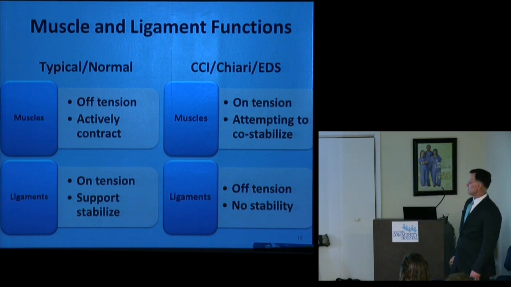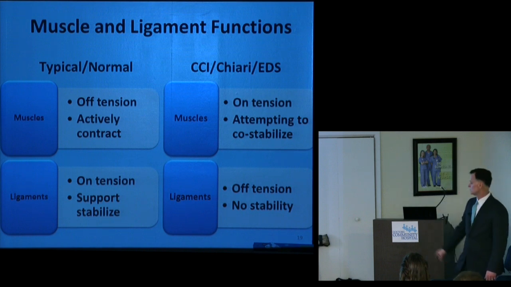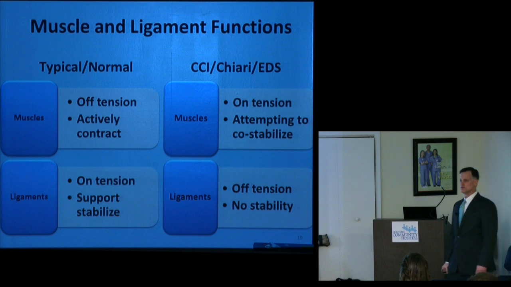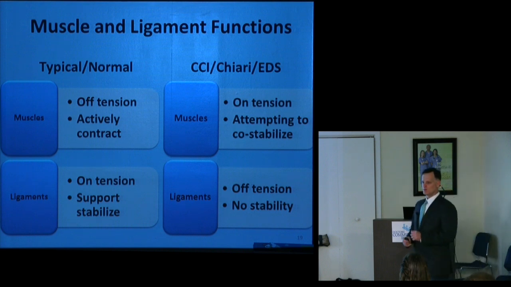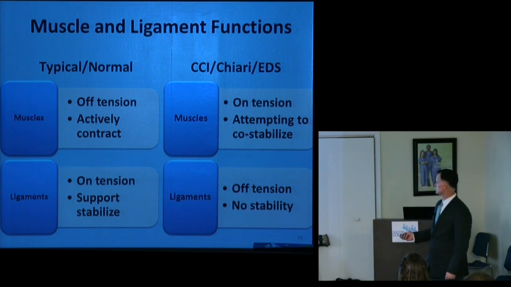And my patients with a Chiari and craniocervical instability, as well as my hypermobile EDS patients, the opposite happens. The muscles are always on tension, attempting to co-stabilize the spinal segments or the joints, and the ligaments go off tension and they don't have stability. The reason you get the muscle spasms is because your ligaments aren't doing their job, so the muscles will tighten up to hold the joint in place or hold it slightly out of place in what we call a subluxation.